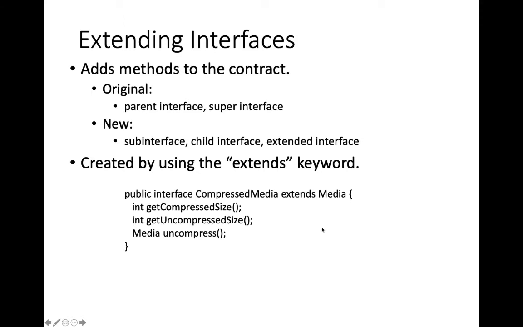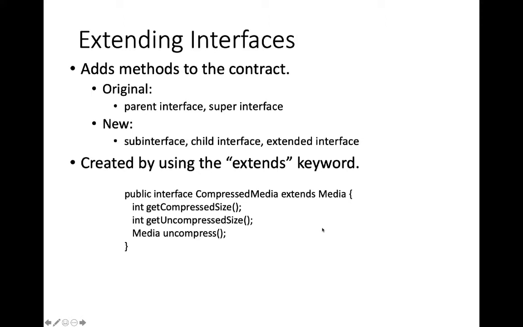So for example, I can create a new interface called CompressedMedia, which extends Media and adds the following three methods to the contract: getCompressedSize, getUncompressedSize, and uncompress, which needs to be able to uncompress the media object and return a media object which is the uncompressed version. Maybe those are the three things that a compressed media object can do.